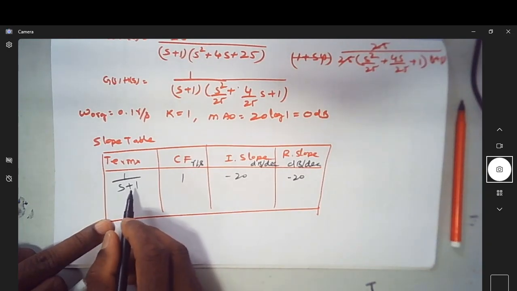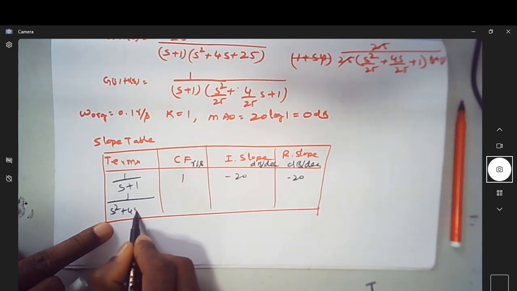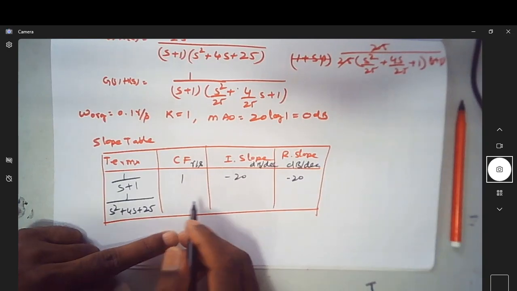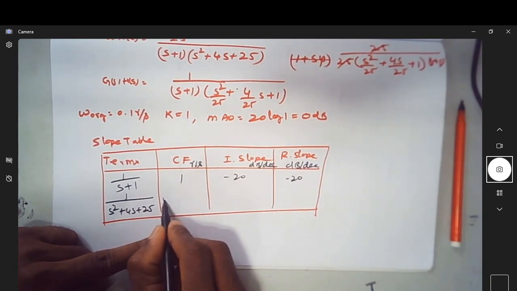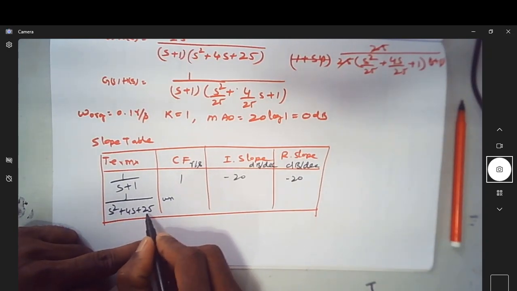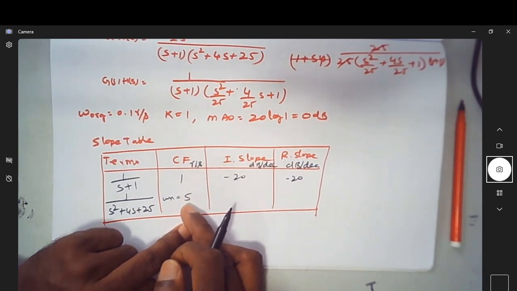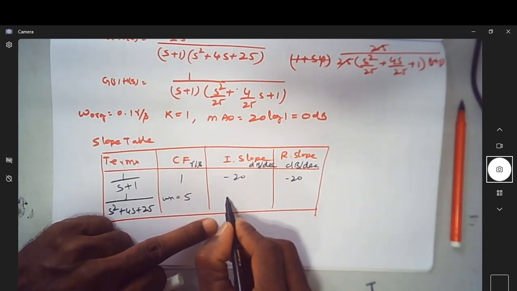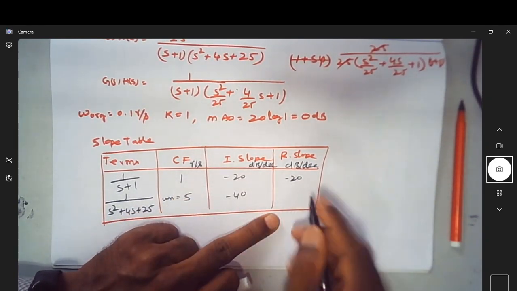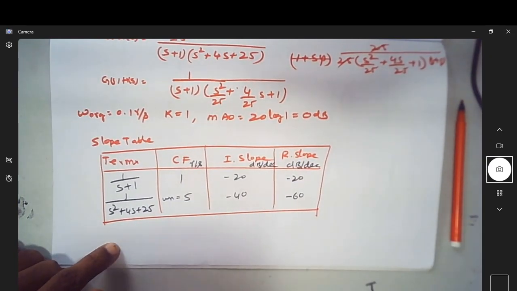Next you have the term s square plus 4s plus 25. Writing it this way will not alter the calculation of cutoff frequency. The cutoff frequency is omega n for this quadratic equation, in which omega n square is 25, so omega n happens to be 5 here. So the second cutoff frequency is 5 radian per second, and this has an individual slope of minus 40 dB per decade after 5. So overall this will become minus 60 dB per decade after 5 radian per second.